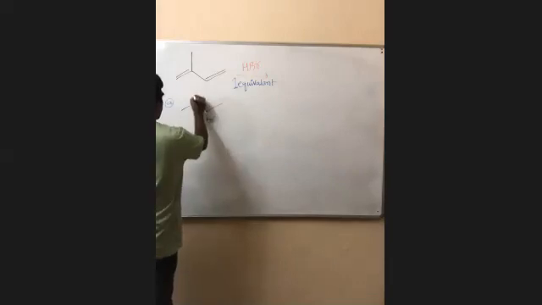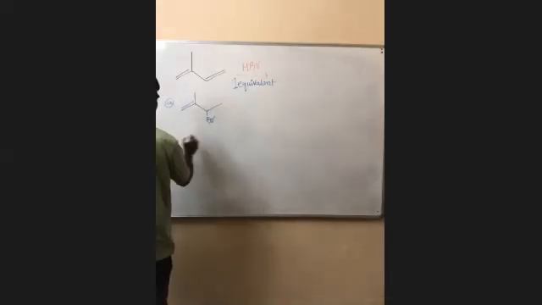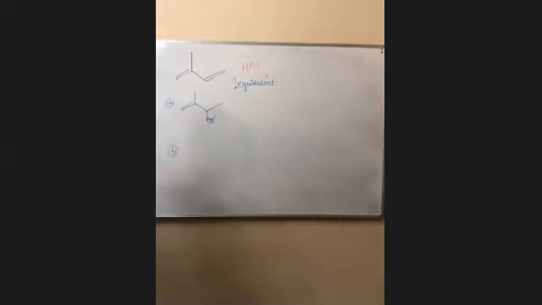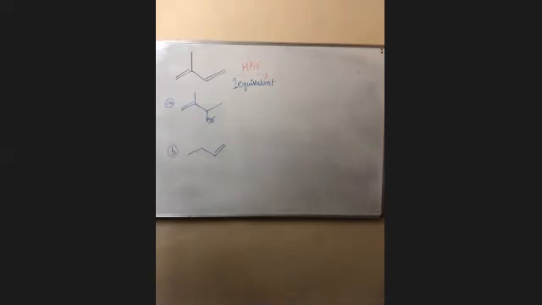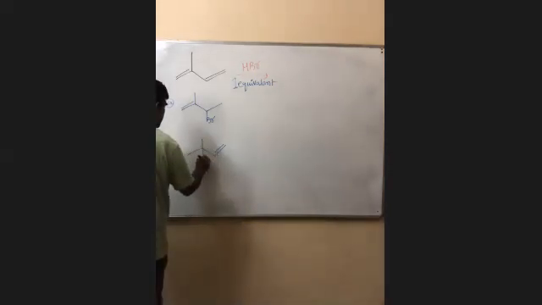What is the product? I will give options to you. Please try to answer. Option A: bromine here, double bond here. Option B: CH3 here and bromine here.